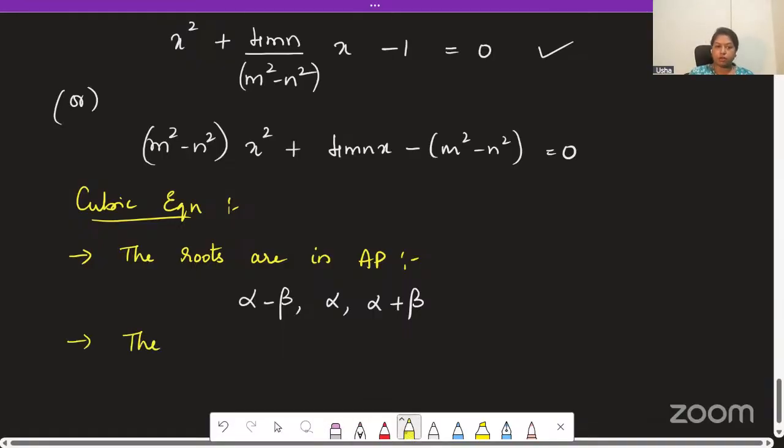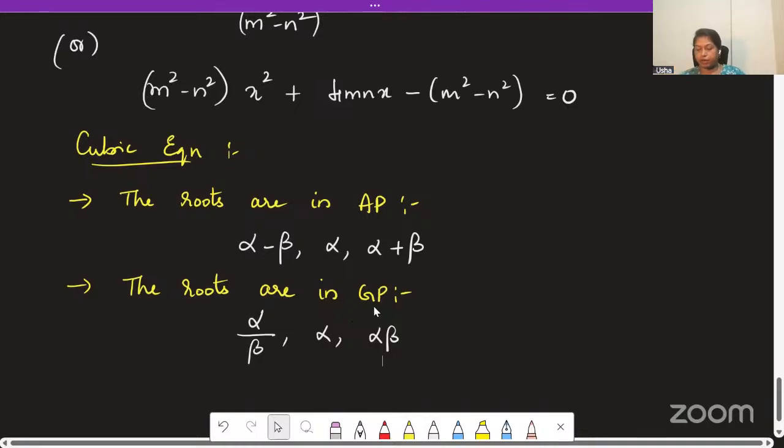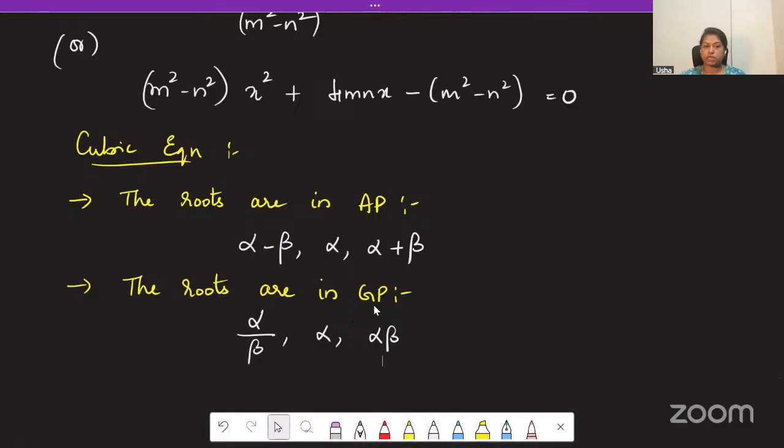Suppose they have given the roots are in GP. The roots are in geometric progression. Then you should take the roots as alpha by beta, alpha, alpha into beta. Alpha divided by beta, alpha, alpha into beta. These are the roots. If they have given roots are in GP, this should be the first step. Then you should continue simplification. Got it?